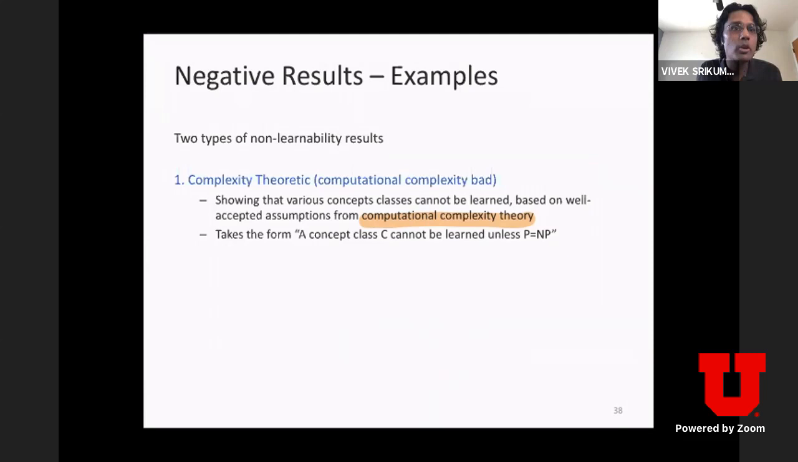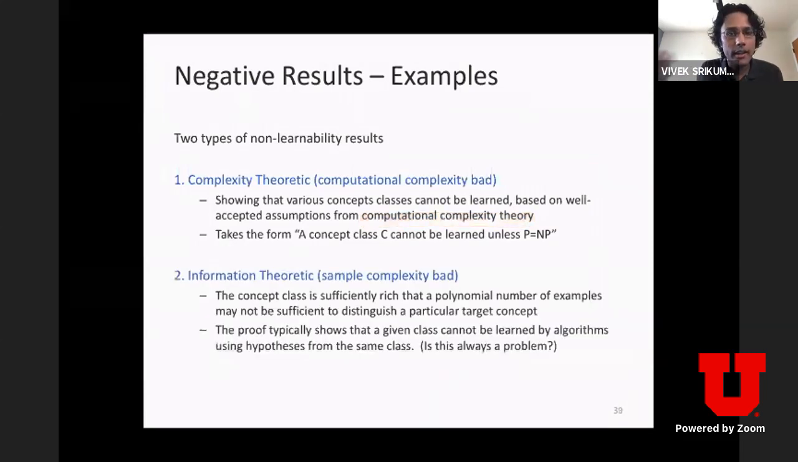Essentially, it's intractable to search the space. Another kind of result is an information theoretic negative result that says the sample complexity is bad. Essentially, it says that the concept class is so rich in terms of information that only a polynomial number of examples would not be sufficient to distinguish one concept from another. And usually for this, the proof would involve counting the number of functions and showing that the number of functions in that hypothesis class is too large.